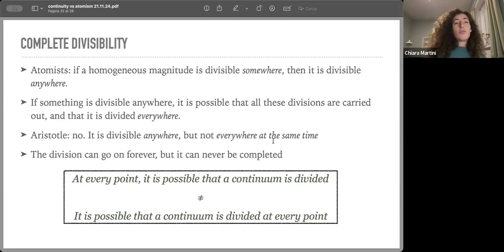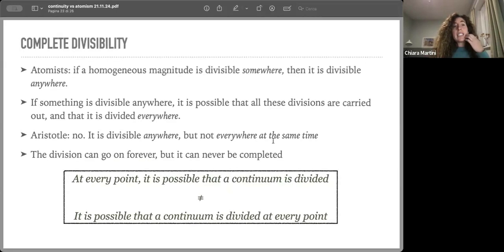And here, to very briefly bring this back to the issue of the composition of matter, remember that the atomists said that if a homogeneous magnitude is divisible somewhere, then it is divisible anywhere. And they were worried that that would bring paradoxes, because then you have anywhere, then everywhere, then infinitely many, then disaster. Aristotle simply says that if something is divisible somewhere, then it is divisible anywhere, but not everywhere at the same time. At any point, you can divide, but if you divide here, you're not at the same time dividing anywhere else. The choice is absolutely open, but you can't do both at the same time. You have to pick the one or the other. So at every point, it is possible that a magnitude is divided, but it's not possible that it is divided everywhere at the same time.